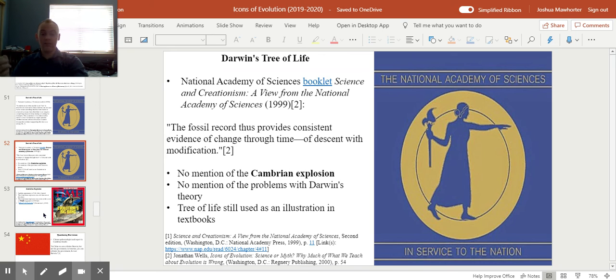And it doesn't mention any of the problems with Darwin's theory, which is part of what science is to help people think through. Okay, here's the theory, here's the issues with it. Can we resolve them? Are there other thoughts on this? This is why you need a philosophy of the sciences as well, because you have to bring in good patterns of logic and thinking, not just coming up with theory and trying to justify it. The tree of life is still used as an illustration in textbooks.